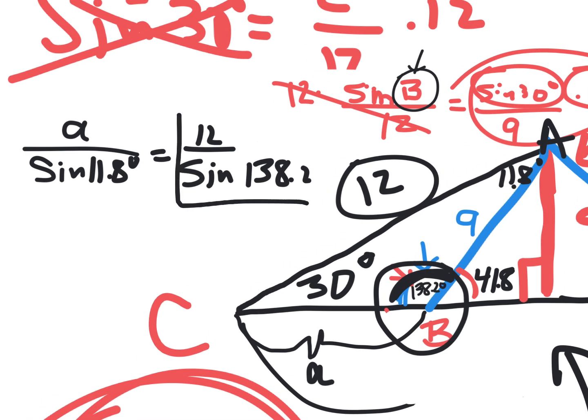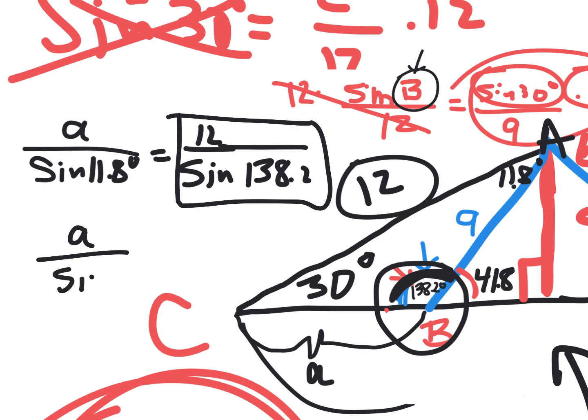Now, this is just a number. If you're experienced like me, you'd be like, okay, that's just some decimal. I'm going to go find that decimal. So I'm going to go 12 divided by sine of 138.2. And I got 18.00. That's pretty convincing, 18. Do you guys get 18 over there too? Okay. So A over sine of 11.8 equals 18.